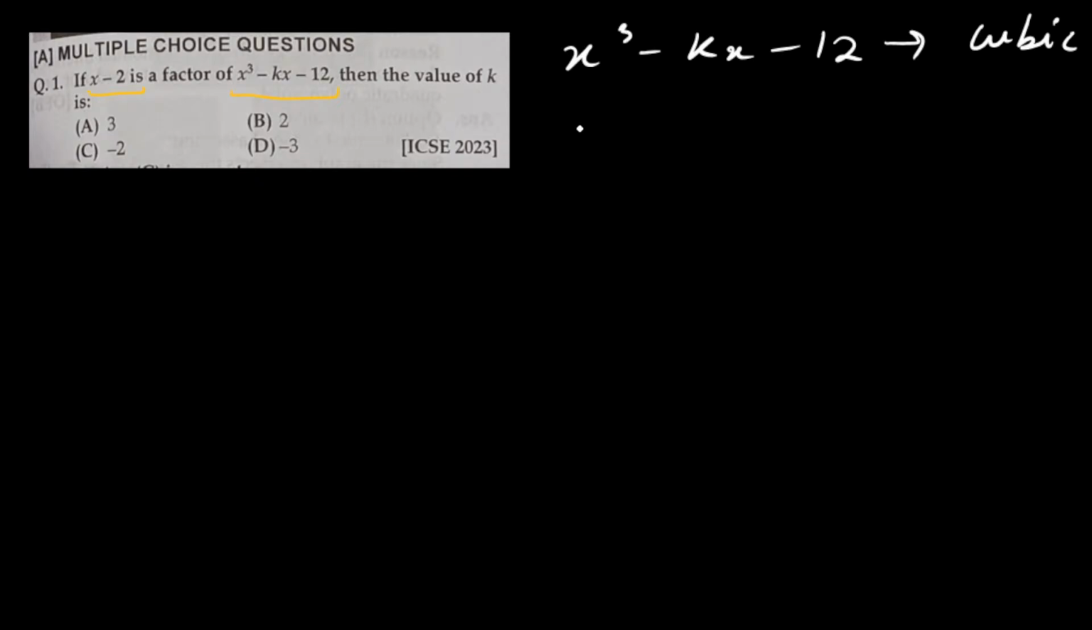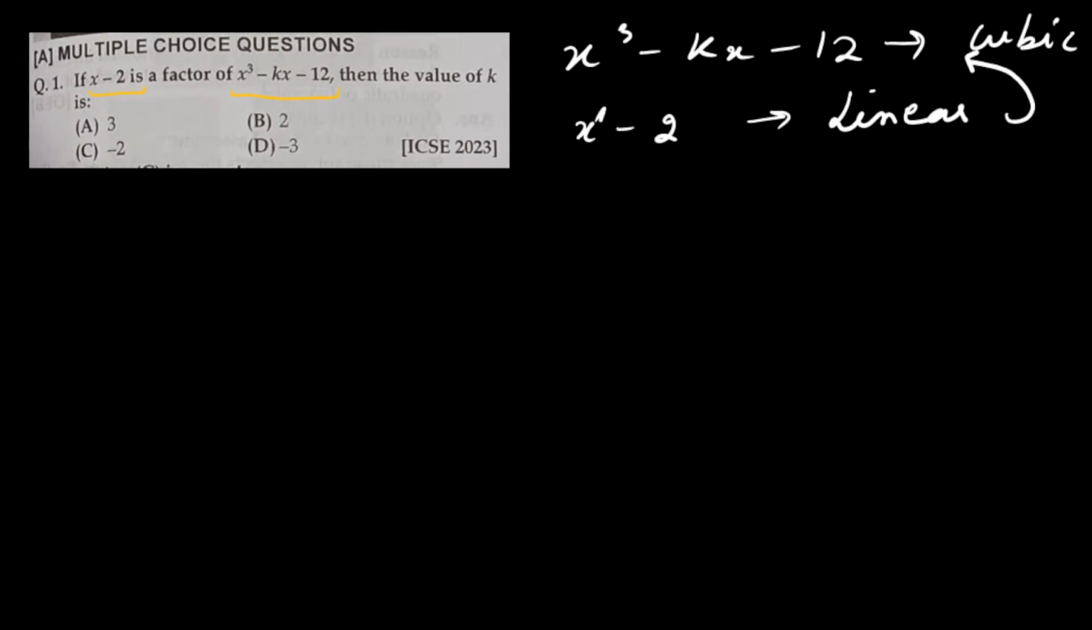The other polynomial which I have is x minus 2. This is which type of polynomial? Here the highest degree is 1, so this is linear. If x minus 2 is a factor of this, the linear polynomial will always be a factor of the other polynomial. We have to find the value of k.